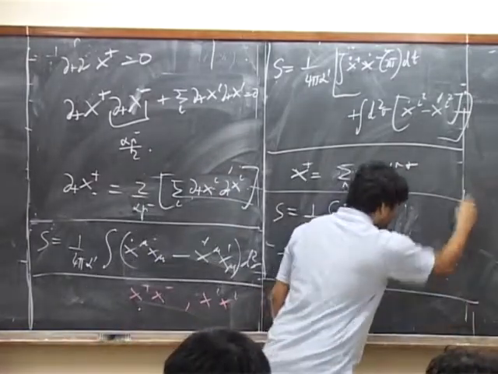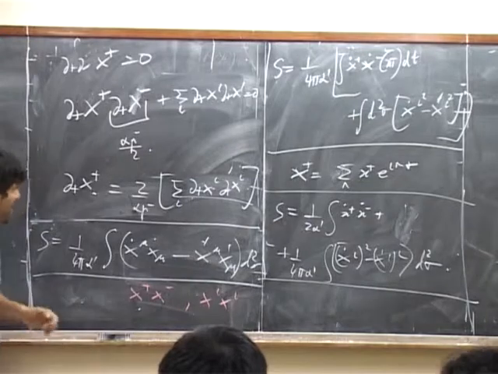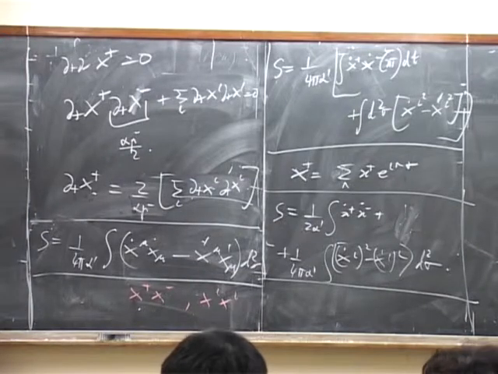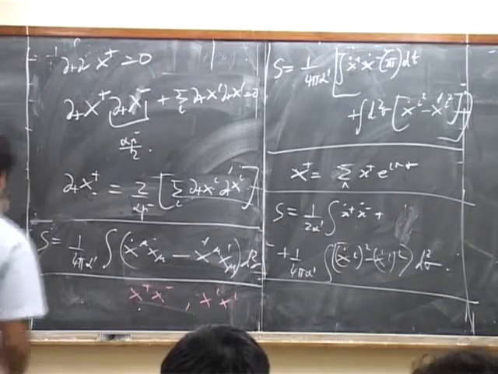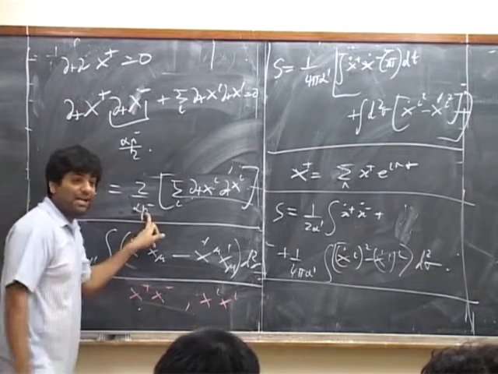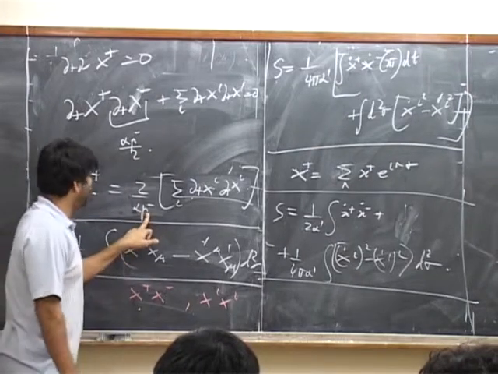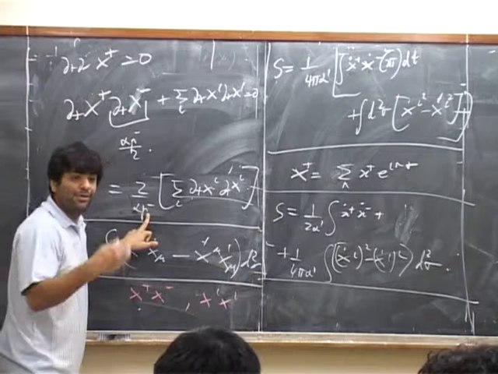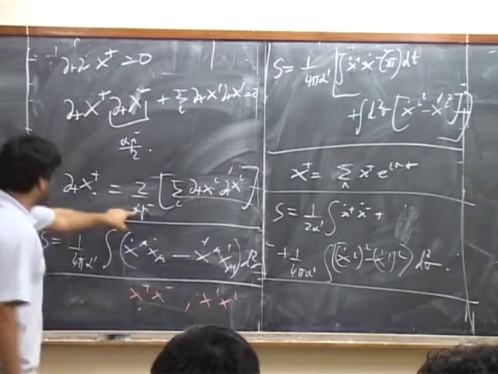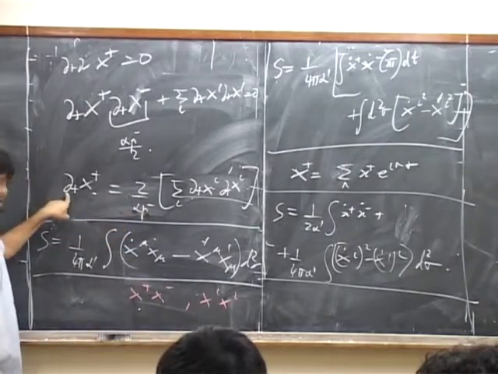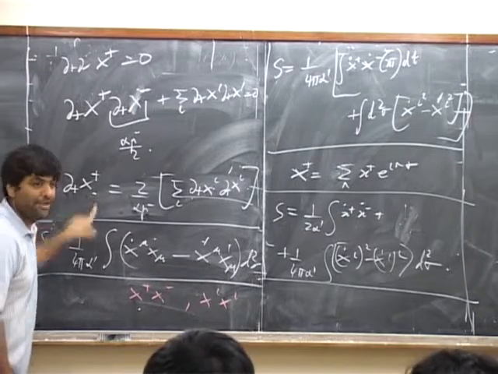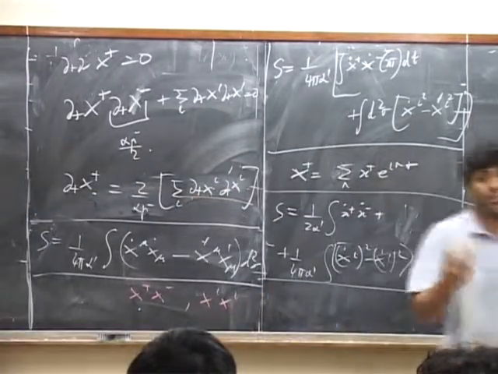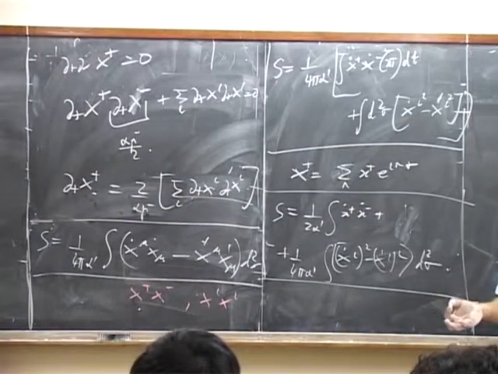This action is to be supplemented with one remaining constraint, the one constraint that was not completely redundant when we did this whole thing. That one constraint is the 0 mode part of this constraint. Why is it that this one constraint is left behind?